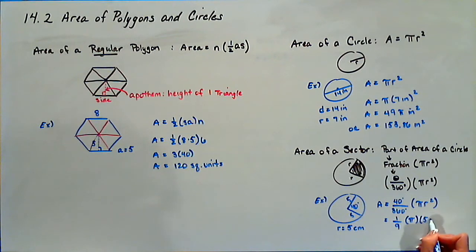The radius is 5 centimeters squared. I'm running out of room, so the exact area would be 5 squared is 25. 25 out of 9 pi centimeters squared. Which I believe, if I squeeze it in, I think it'll work. I think you can see this. Which is approximately, if you can still see this on your board, 8.72 centimeters squared. Okay, so that's how we can find a sector.